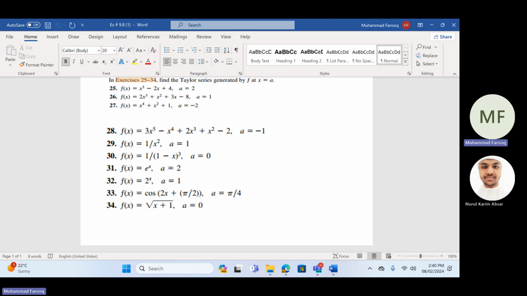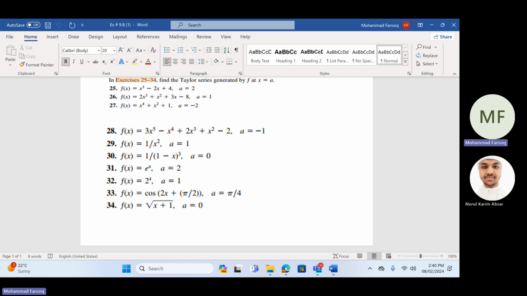So if they give you a point and say find the Taylor series, but we know very well that a is 0, then the Taylor series becomes Maclaurin. So there's no difference at all, but it's a technical thing which they use here.